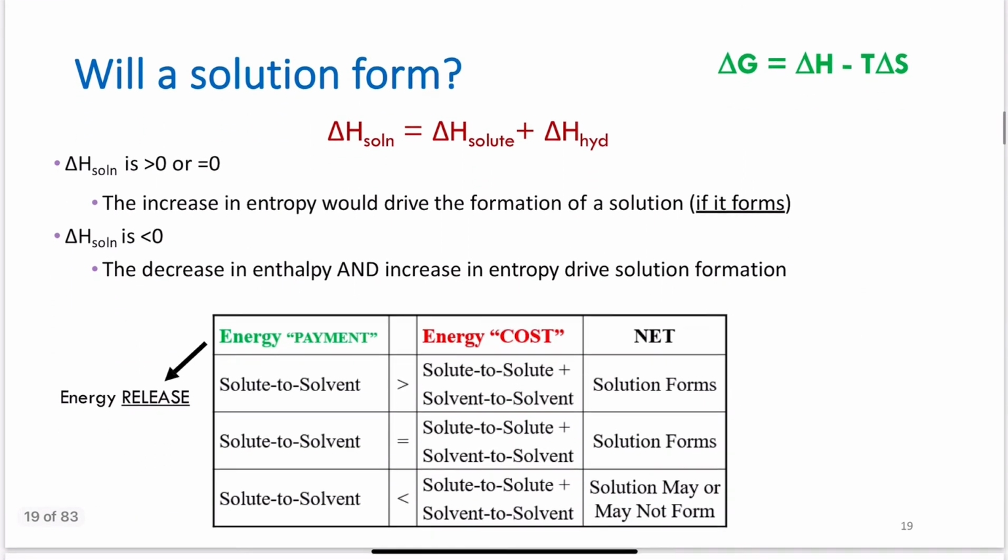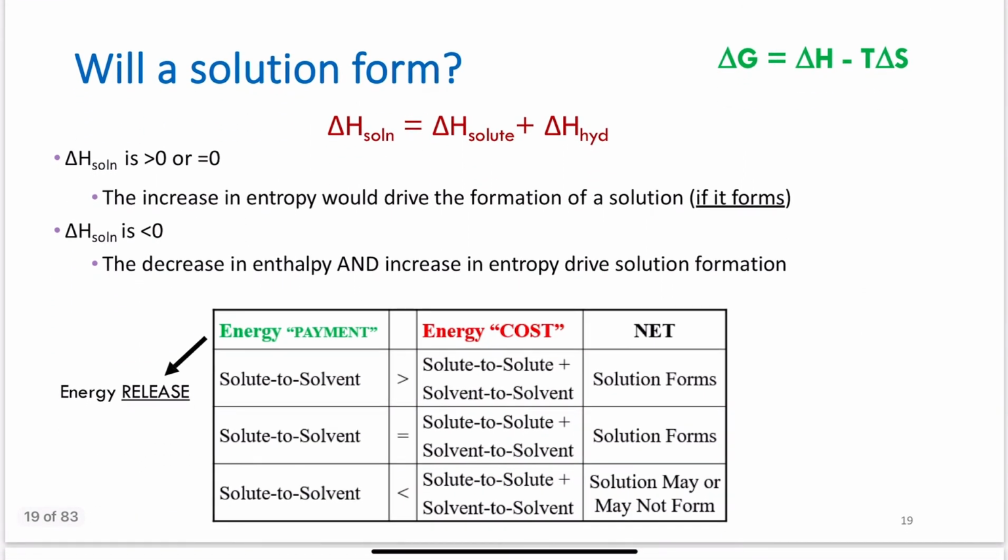So, will a solution form? Well, when I look at the delta G equation, that will tell me if it's spontaneous or not, but I need to really think about this process. The delta H of the overall solution is equal to the delta H of the solute plus delta H of hydration. You can also say delta H of solute, delta H solvent, delta H mixture. These two things make up the hydration.